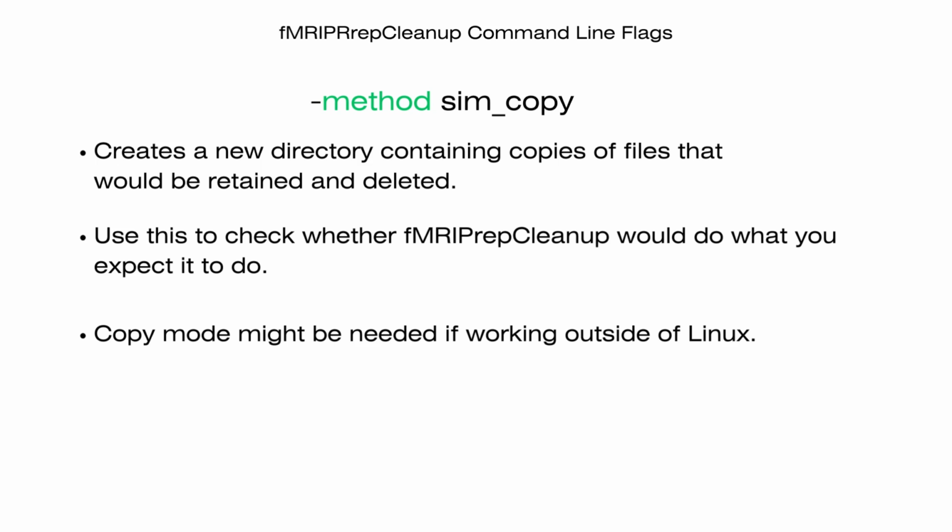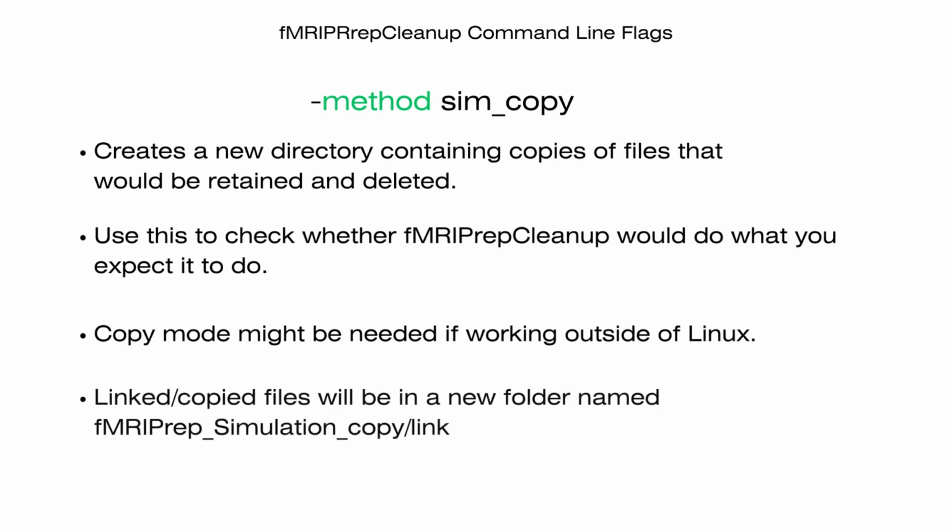Once you've used this to check that all looks okay, please do delete your new copy directory to avoid taking up unnecessary storage. By default, the new simulated directories for both of these simulated methods will be placed in a new folder named fMRIPrepCleanup_simulation_ and then either copy or link, depending on what you've gone with. As I'll come on to soon, there is a way to place things in a different directory. In both simulation modes, there's no risk of deleting or moving any files in the original target directory you've provided.